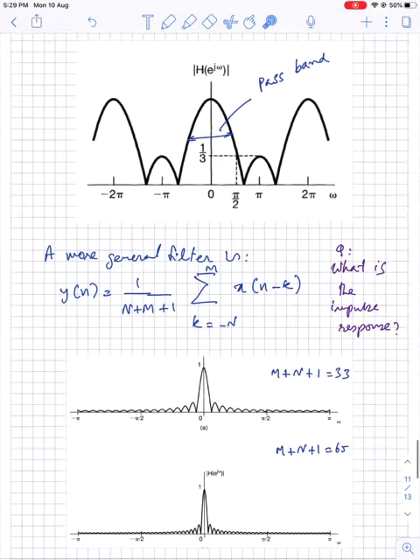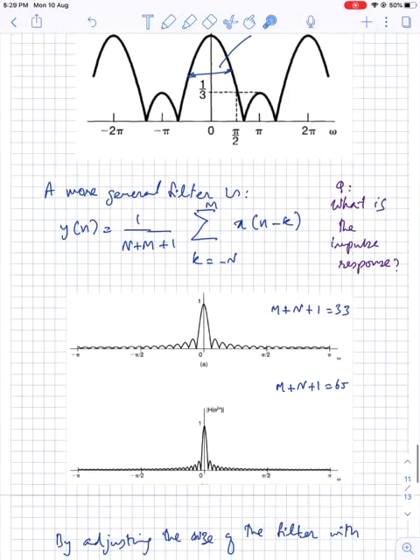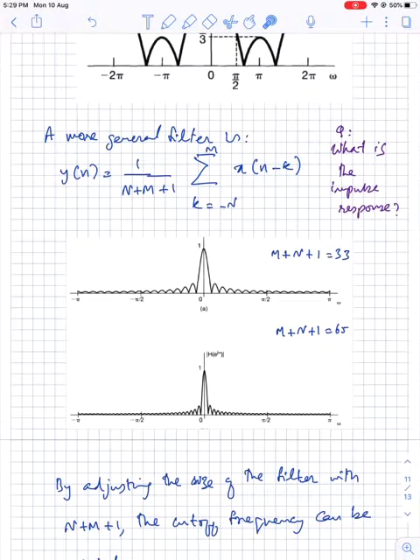So essentially the moving average filter is a low pass filter. A more generalized version of the moving average filter is when you have n points before and m points after x[n]. In this case there are two plots in the book which show m plus n plus 1 equal to 33, and m plus n plus 1 equal to 65. So the averaging in this case is done over 33 values.